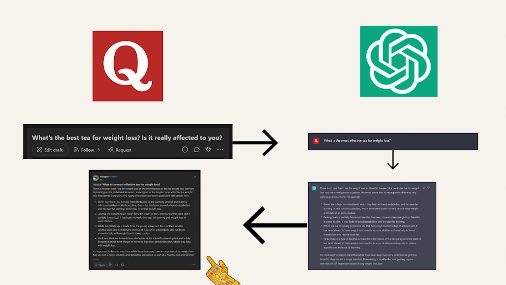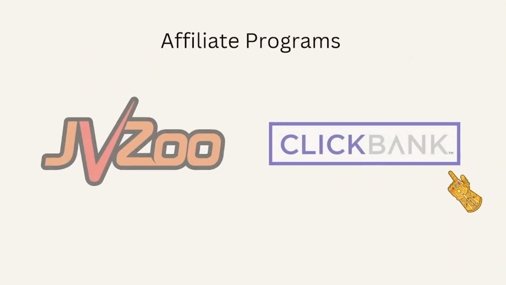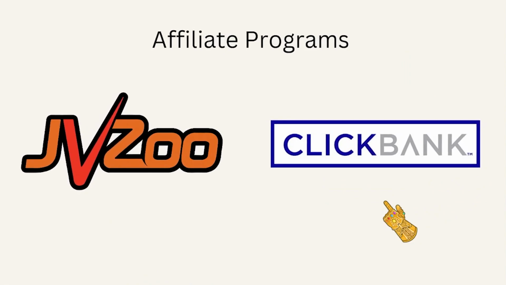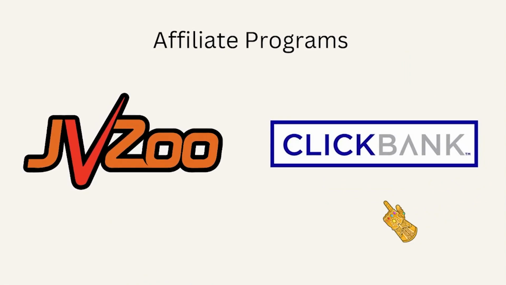How can we turn that into money? We're going to use affiliate links. So we're going to go to affiliate product providers, and what we're going to do is find products that are related to our answer to sell to Quora users. There are many providers out there. Those two are some of the most popular ones.